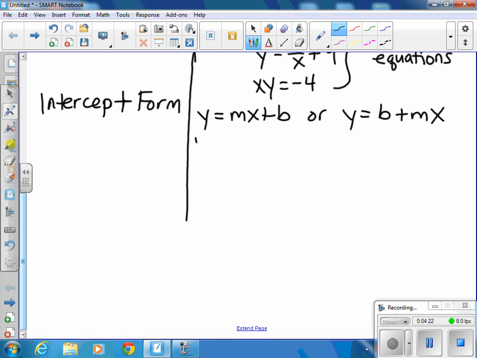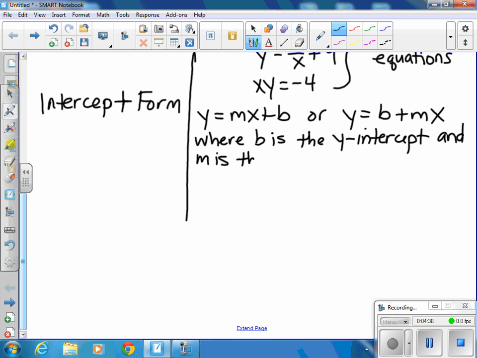And in this model, the b is the y-intercept, and m is the slope. We will devote a whole class period and more to the concept of slope, but for right now you need to know that the letter m is associated with the word slope and the letter b is associated with the word y-intercept.